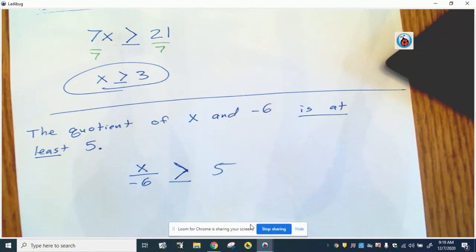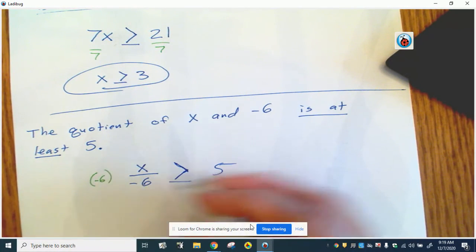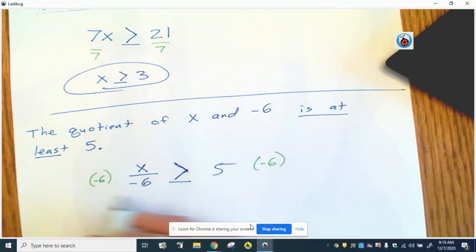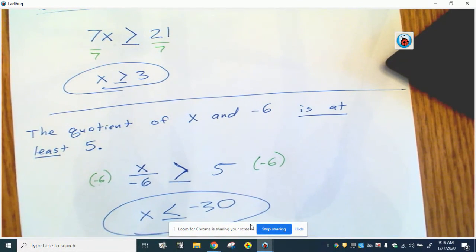Okay, we put the 5. How would we solve that? We get rid of that -6 by multiplying by a -6. Because we're multiplying both sides by a negative, that means that sign has to flip. Okay, so that's the biggest thing. The only real difference between solving these inequalities and solving regular equations is if we ever multiply or divide both sides by a negative number, we just got to remember to flip that sign over. All right.